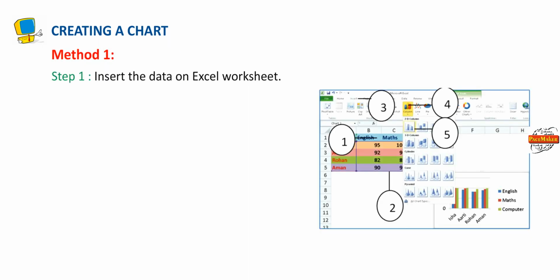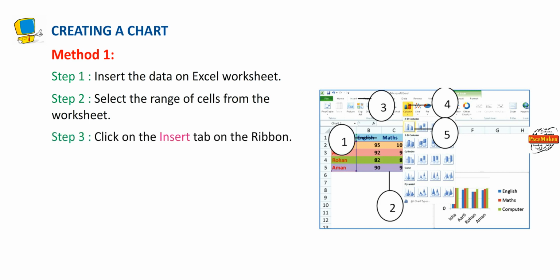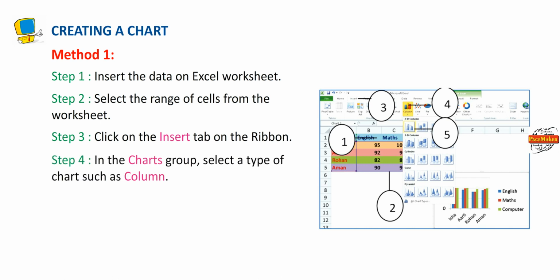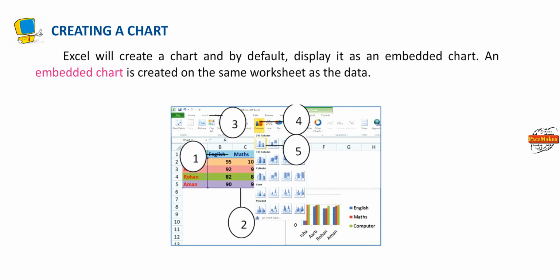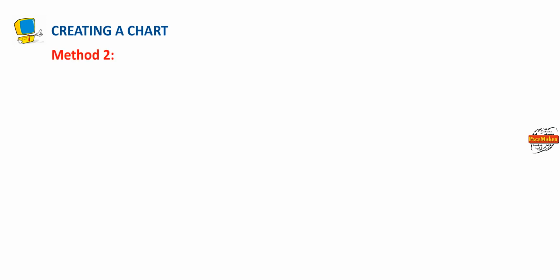There are two ways to create a chart in Excel. Method 1. Step 1. Insert the data on an Excel worksheet. Step 2. Select the range of cells from the worksheet. Step 3. Click on the Insert tab on the ribbon. Step 4. In the Charts group, select a type of chart such as column. Step 5. Now, select the chart subtype from the drop-down list. Excel will create a chart and by default display it as an embedded chart. An embedded chart is created on the same worksheet as the data.